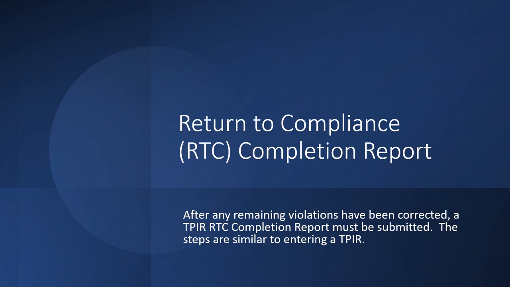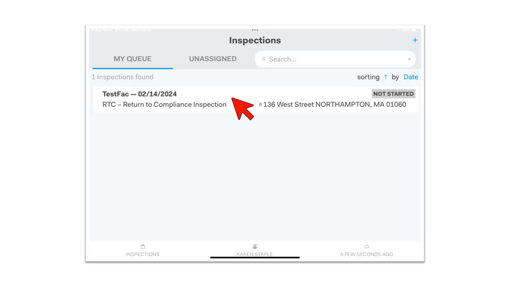The owner or operator will then address the remaining violations identified in their third-party inspection report. Once the items are in compliance, a TPIR RTC completion report must be submitted. Within 30 days of the initial TPIR submittal date, the RTC completion report must be finalized. After the initial TPIR has been finalized in the UST DMS, the Return to Compliance inspection form will be available to you in Inspect. Select it as shown here to begin.